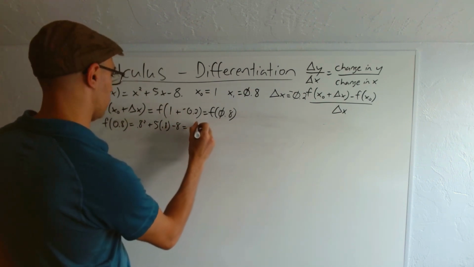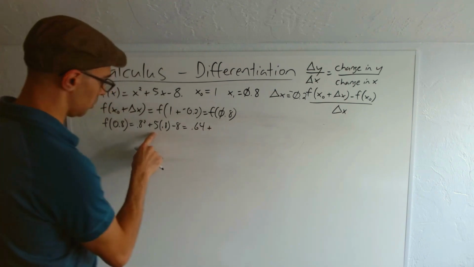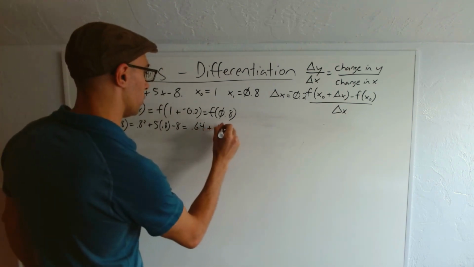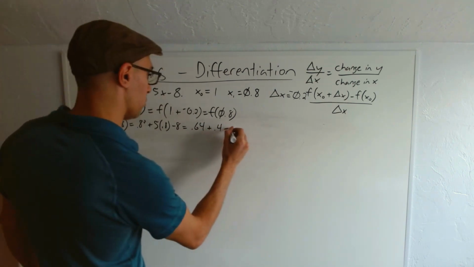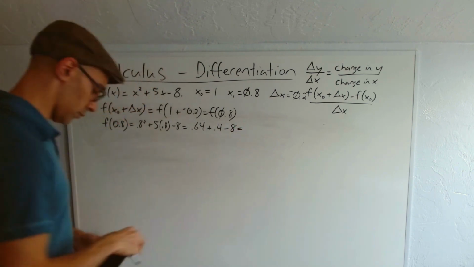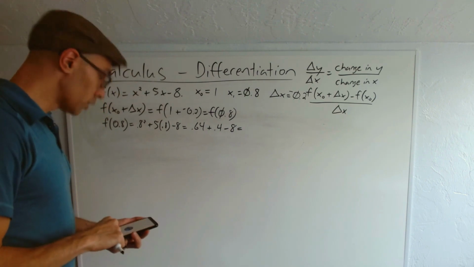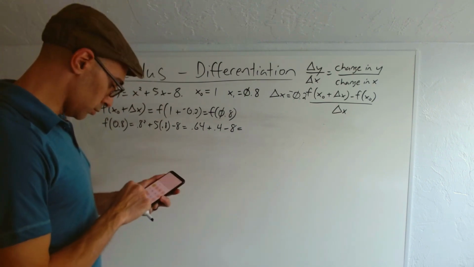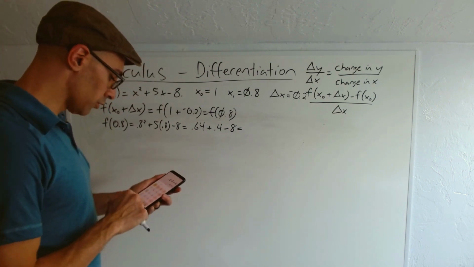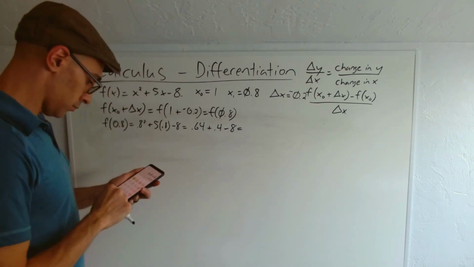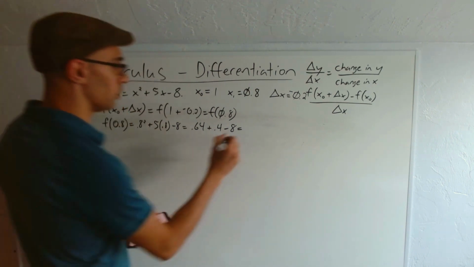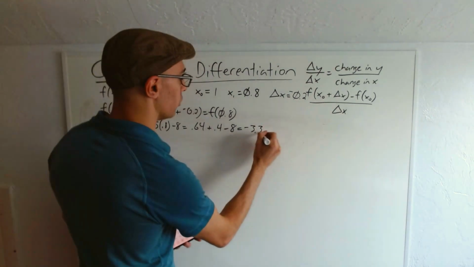And that gives us 0.64 plus 5 times 0.8 is 0.4 minus 8. And we're going to plug it into the calculator just to make sure that we get it right. We get negative 3.36.